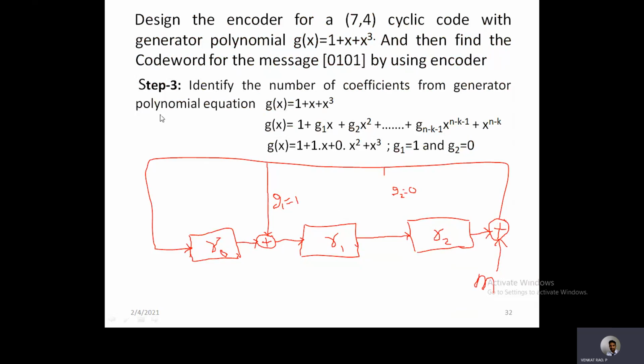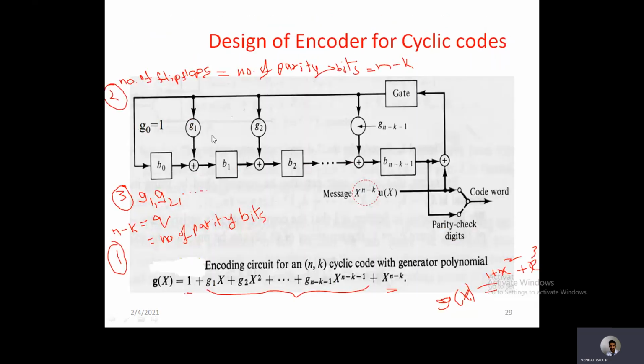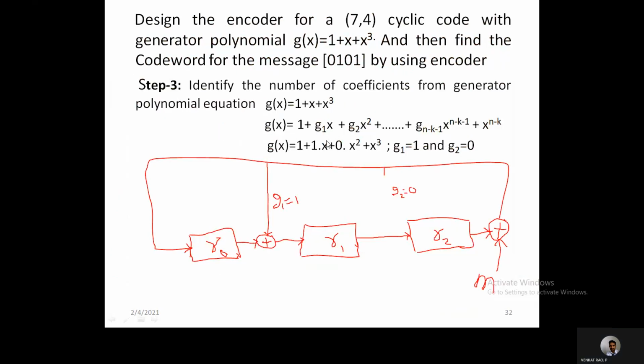How to do this? In step 3, first we need to identify the number of coefficients from the generator polynomial equations. Depending on the number of coefficients, that is G1, G2, G3 and so on, there will be that many feedback connections. So the number of coefficients can be identified from this polynomial equation. It is given that it is 1 plus x cube.